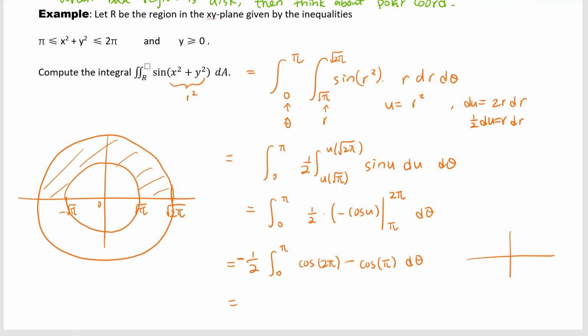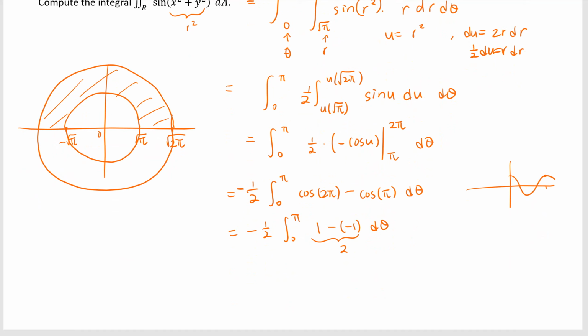Do you know what cosine looks like? Here, cosine 2 pi is 1. Cosine pi is minus 1. So that will give us 2. Okay, so this is 2, and the integral of a constant 2 is just 2 theta. So minus 1/2 times 2 theta evaluated from 0 to pi. And then this cancels, we plug in pi first, then we plug in 0, and 0 is gone. So this is what happened. So far, so good?